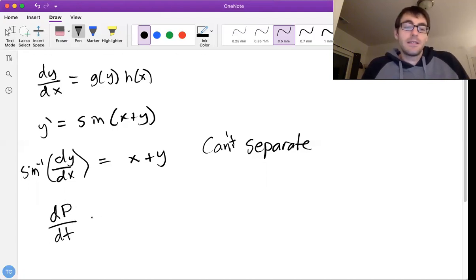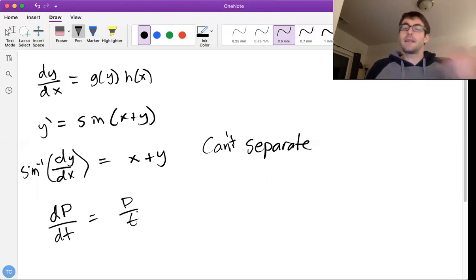If we have dp dt equals p over t, we can solve this by going through by isolating each of the variables on their respective sides and going from there.